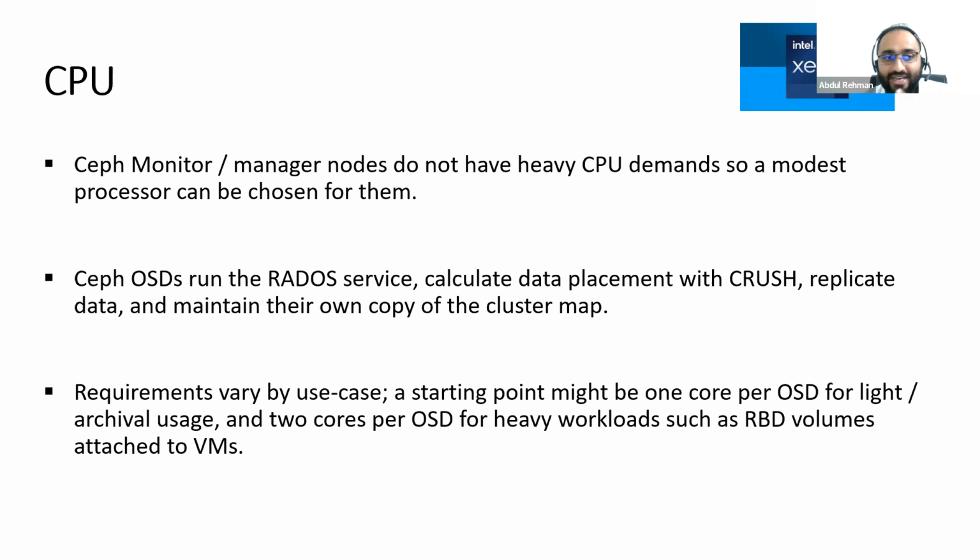So if you have, let's say, 12 OSDs or 16 OSDs, and those are SSDs of high storage, let's say 2 TB each, then 32 terabytes on one server. If you are running on that scale, you need to consider a high-end CPU for that. As I mentioned, requirements vary by use case. A starting point might be 1 core per OSD for some light workloads and 2 cores per OSD for heavy workloads such as RBD volumes.